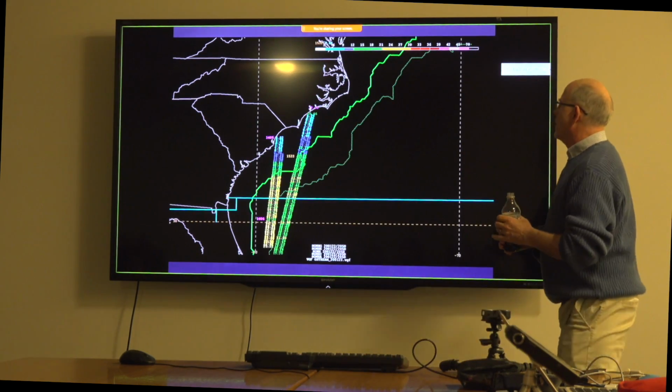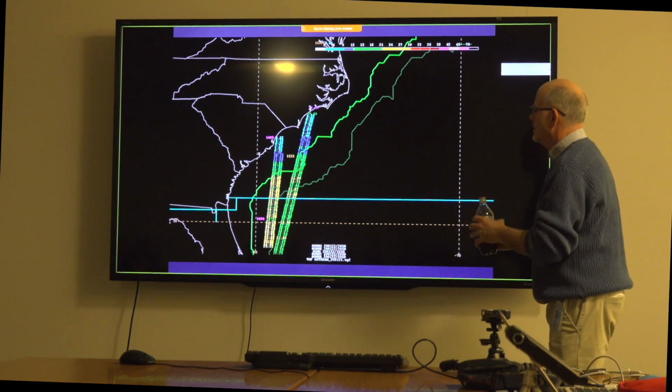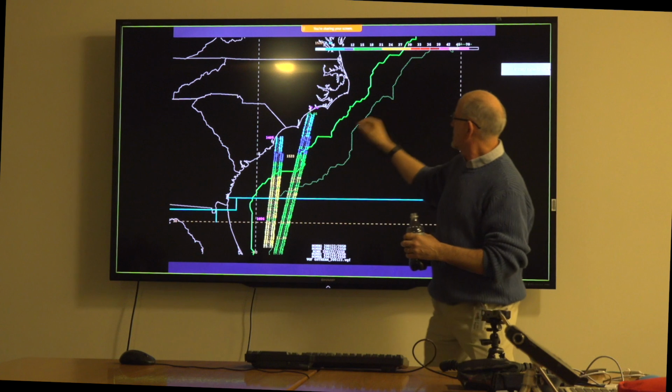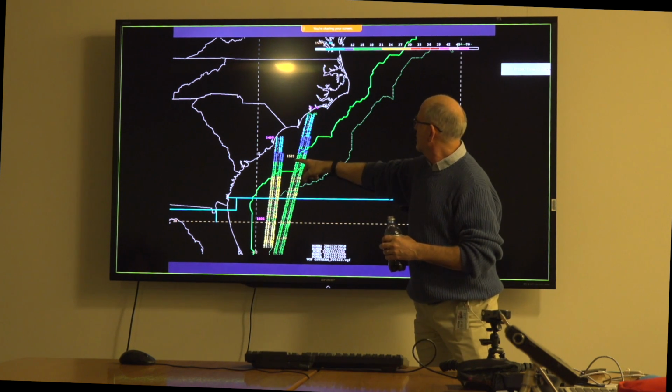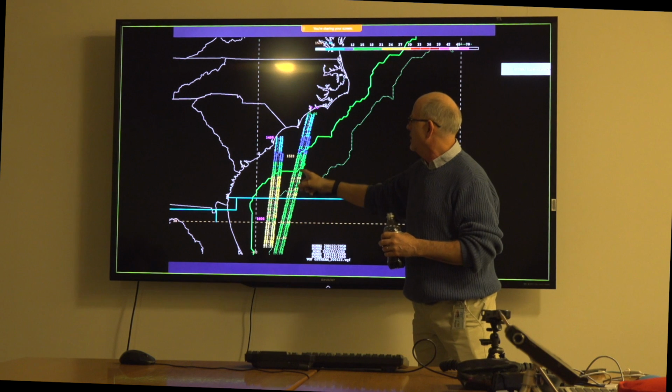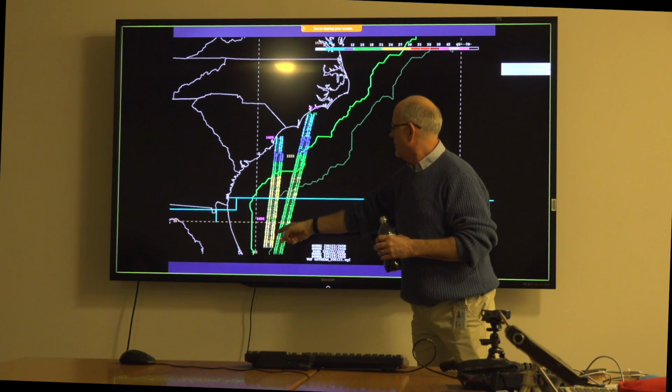This is from altimeters, and if I remember right, I can't tell if that's orange. I think it's not yellow. I think it's the orange. So that would be Sentinel 3B, and then this, if I remember right, is Cryosat.